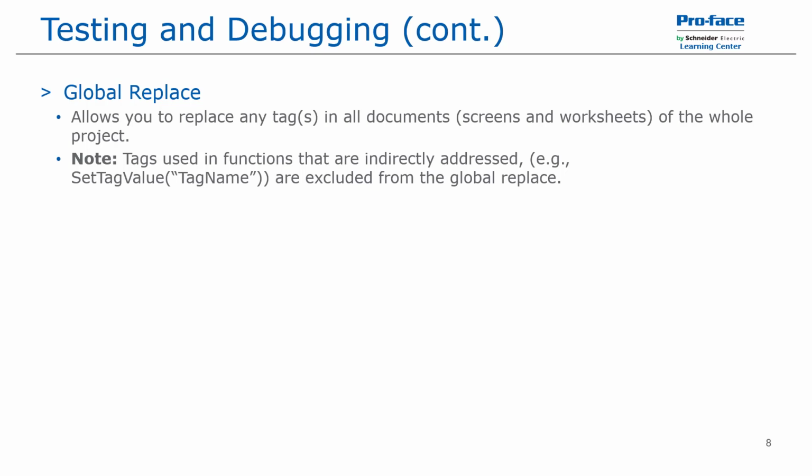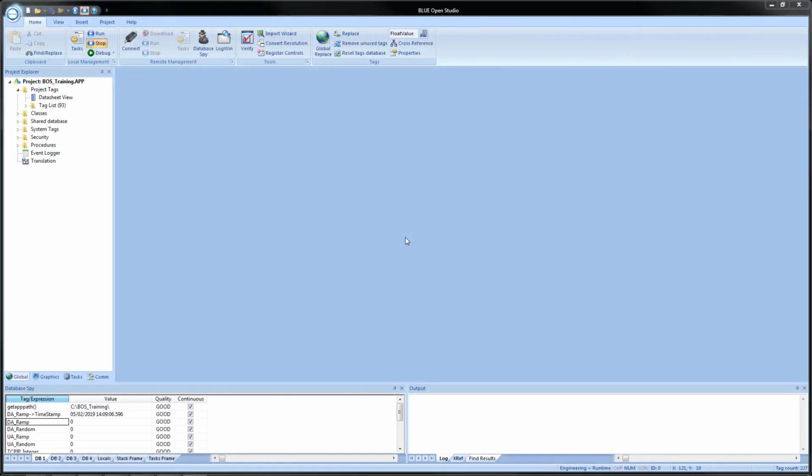from this global replace. The global replace utility is found in the Home tab of the menu ribbon in the Tags section on the right-hand side. And we see global replace right here. And unlike replace, we have to have all of our windows closed in order to use this.